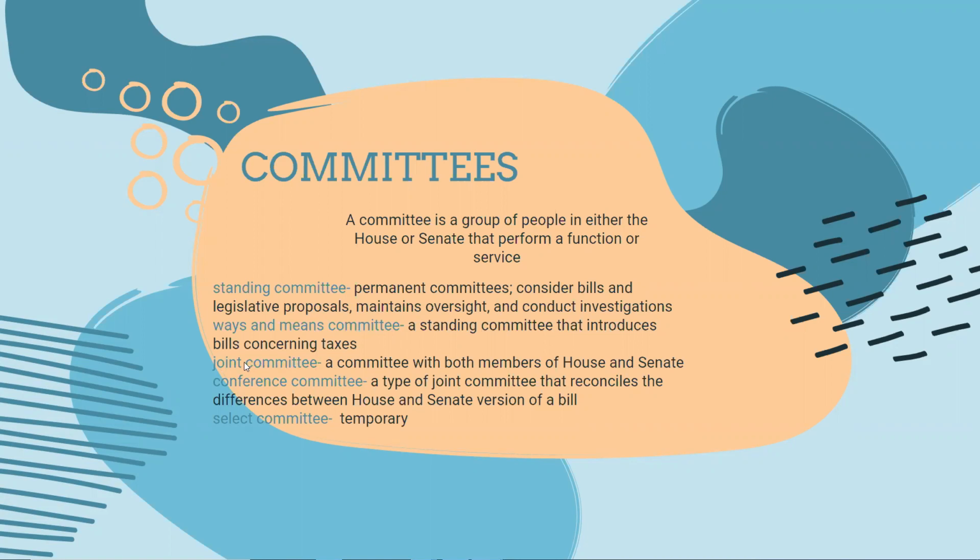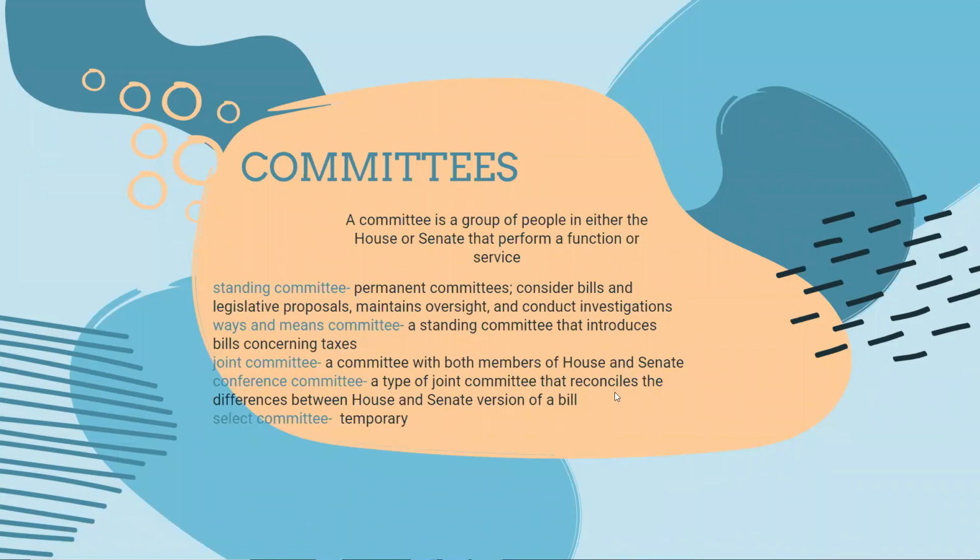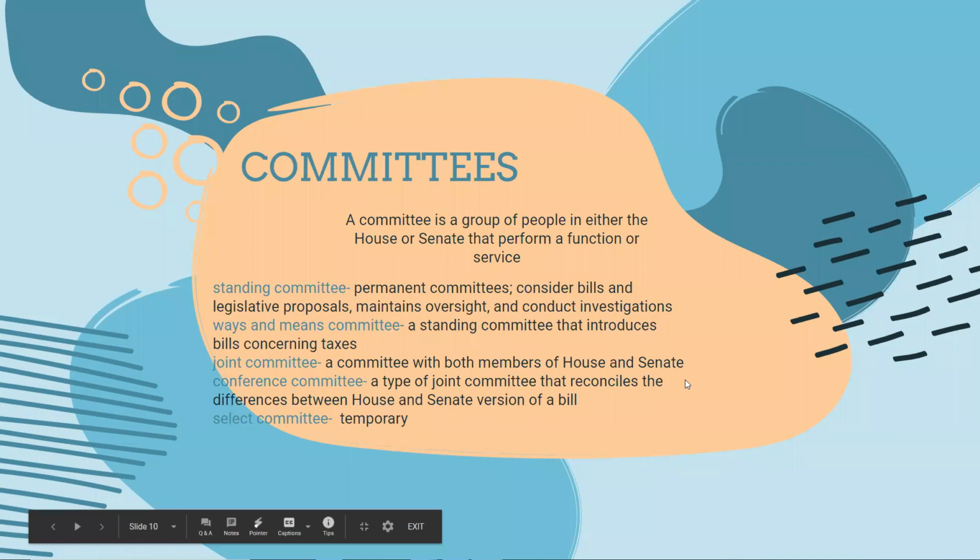Then we have a joint committee, which is a committee with both members of the House and Senate. So normally standing committees are strictly in the House or in the Senate, but a joint one has both. A conference committee is a type of joint committee that reconciles the differences between the House and Senate version of a bill. So we'll see the conference committee in action later when we learn about the lawmaking process. And then a select committee is just a temporary committee that was formed for whatever reason.